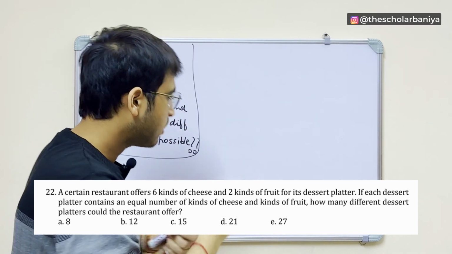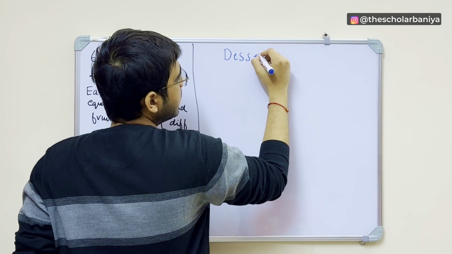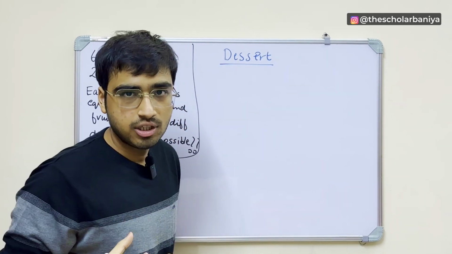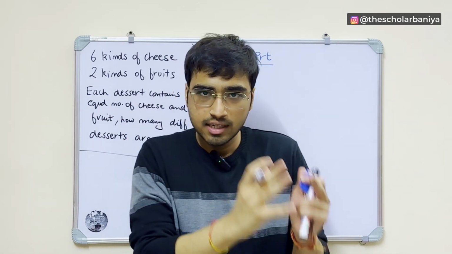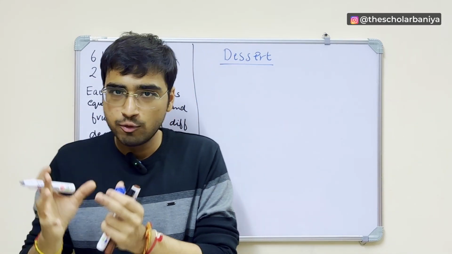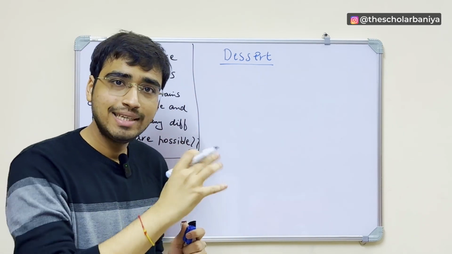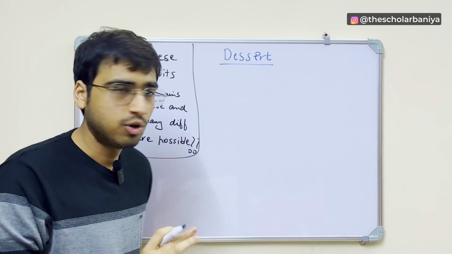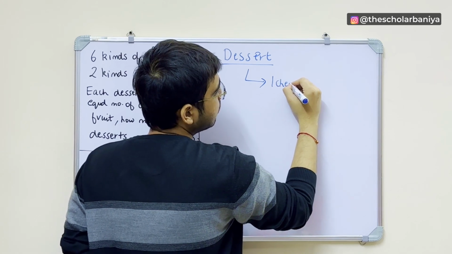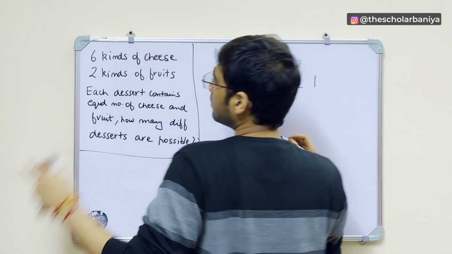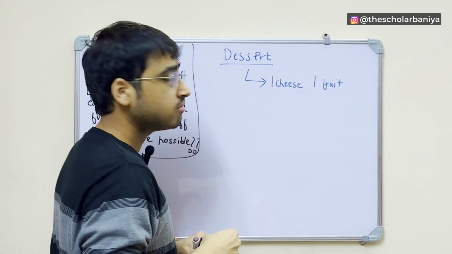So tell me one thing. For example, there is a dessert, right? So dessert is made of a fruit and a cheese, right? Each dessert contains equal number of cheese and fruit. So a dessert is made of cheese and it is also made of fruit, right? But at the same time, we are given that it is made of equal number of the kind of cheese and fruit. That means one dessert can be where there is one cheese and there is one fruit, right? This is one possibility of a dessert, right?